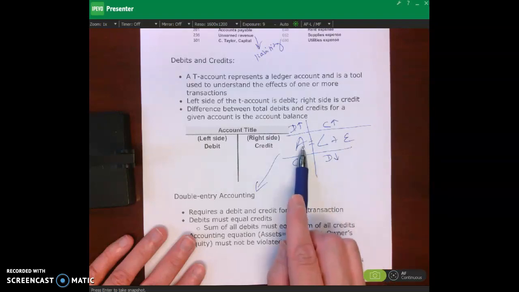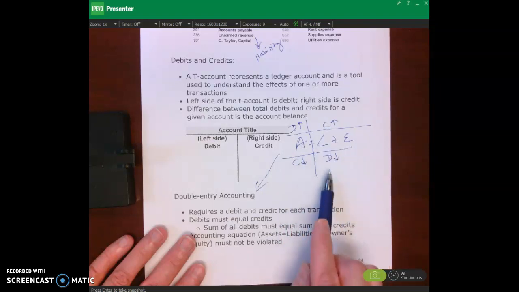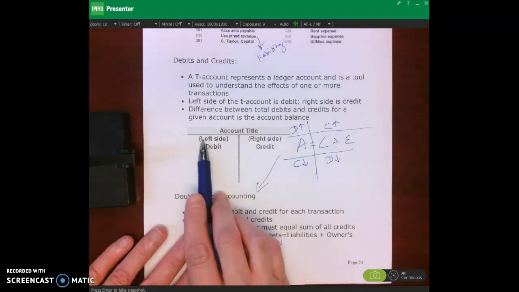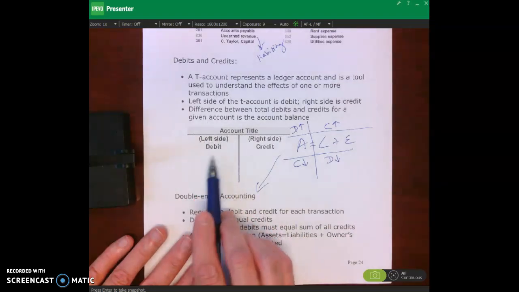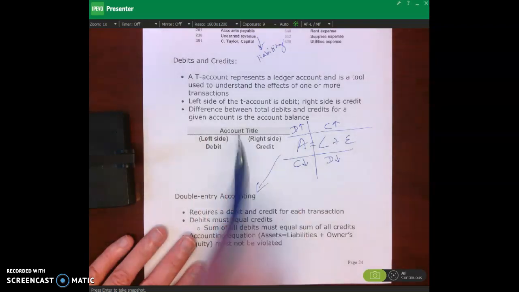The way to decrease an asset is with a credit. The way to decrease a liability or equity account is with a debit. Okay? And what I have over here with this figure, where it says account title, left side debit, right side credit, what I'm talking about is a general ledger account.